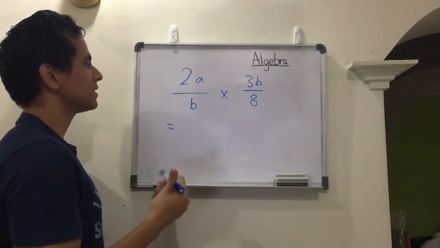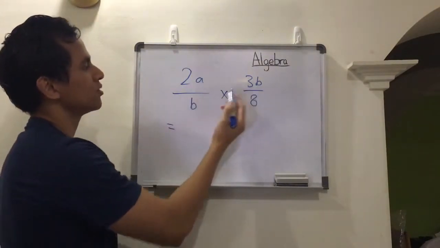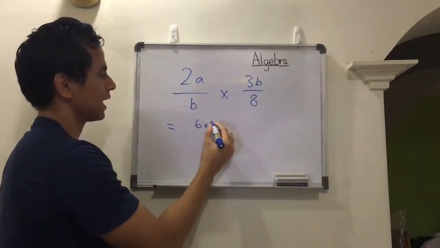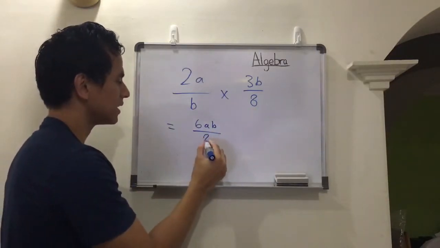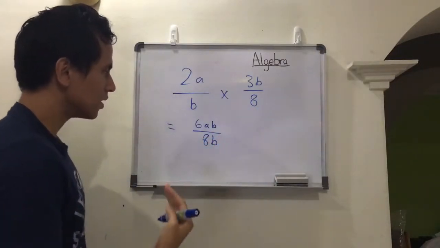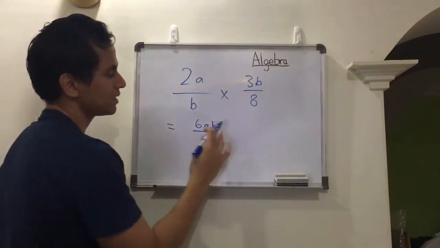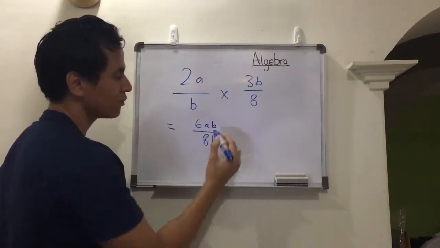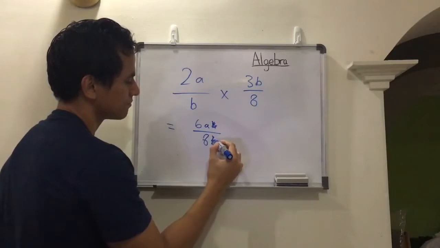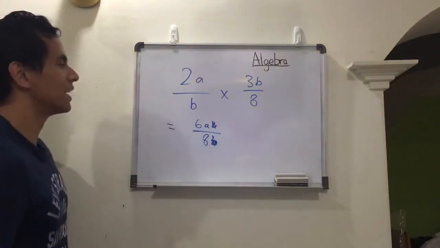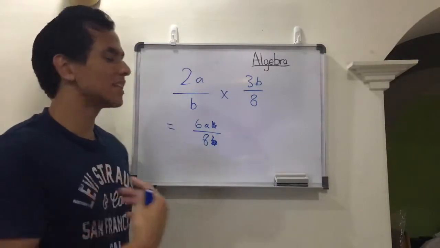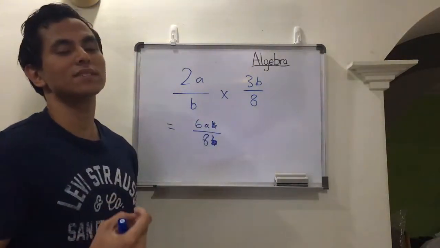But what happens is that we know that 2a times 3b gives us 6ab, and b times 8 gives us 8b, correct? So we do that, and then we see there's a b here and b here, then therefore we cancel out. So it's very clear cut, right? And then from here we simplify and get the answer. But we can actually cancel out earlier, and that will save us time.